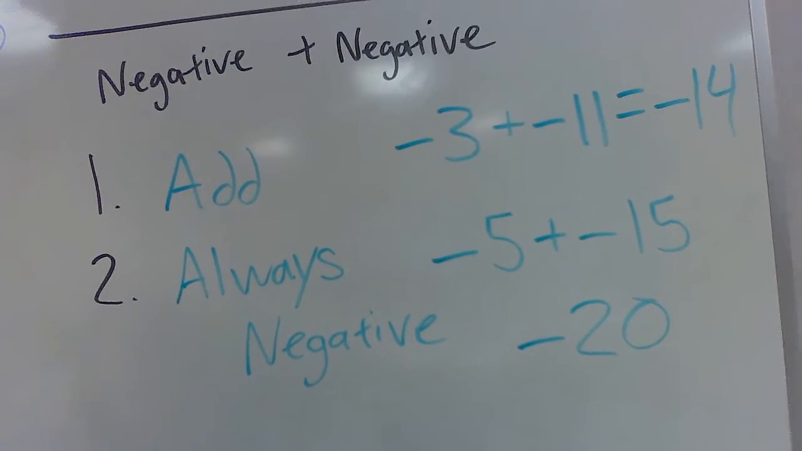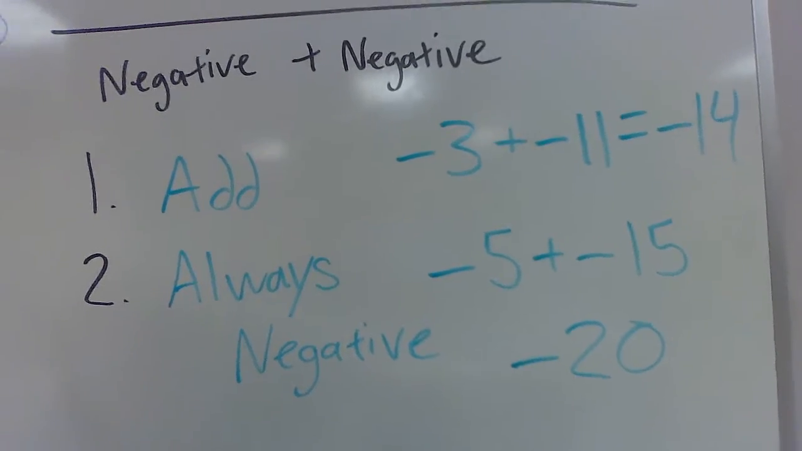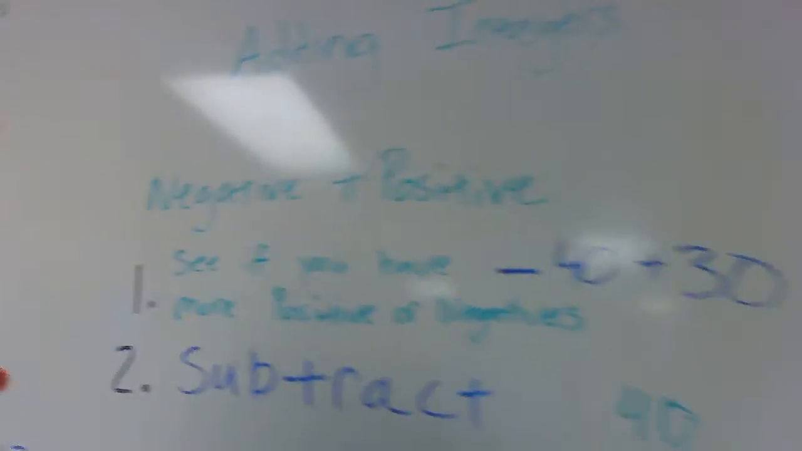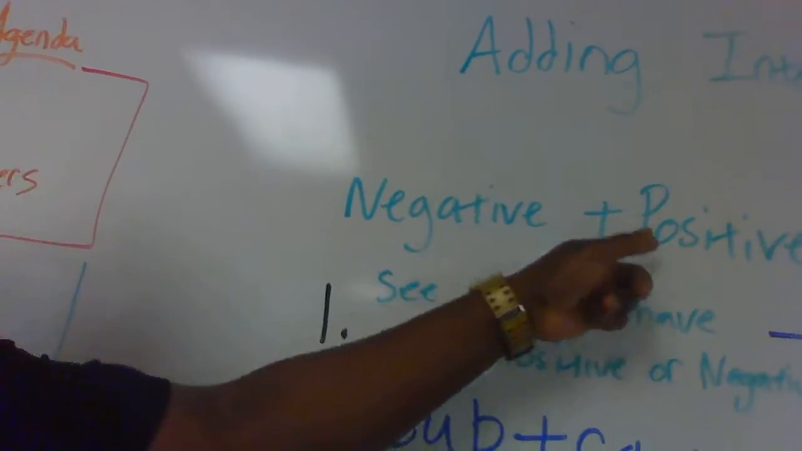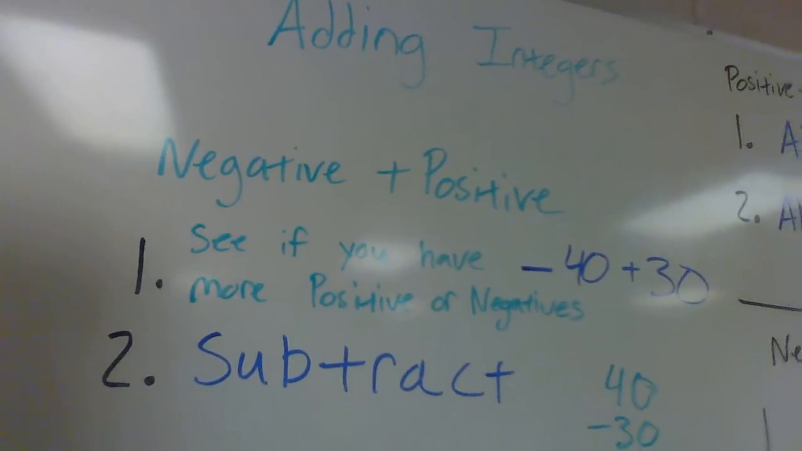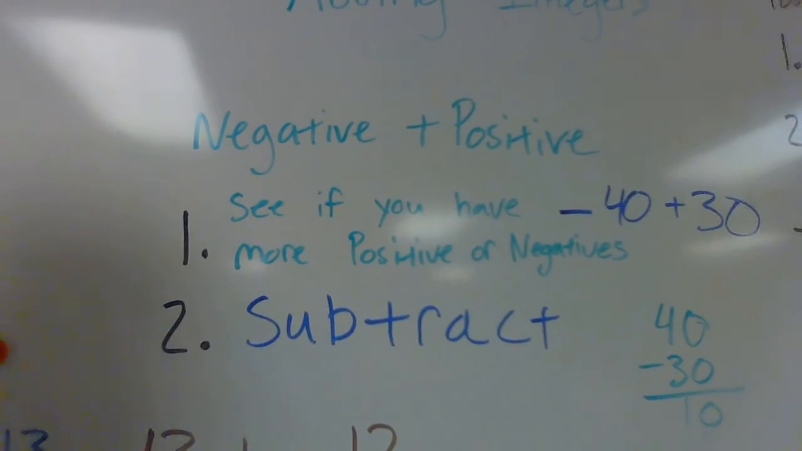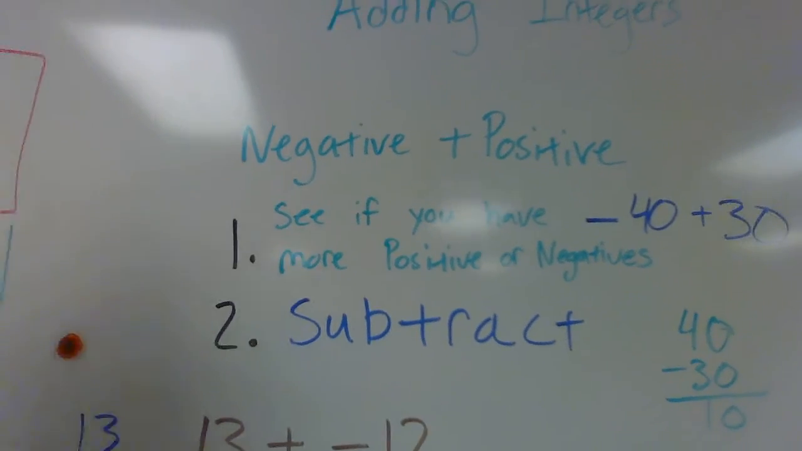Please make sure you take your time on this assignment, y'all. If you use the rules and you look at the problems and see what type of problem it is, negative plus negative, positive plus positive, or a positive plus negative or negative plus positive, if you look at the type of problem first before you try to solve it, I guarantee you'll get more of them correct. Please don't just start going in there and adding all the numbers together. Take your time.